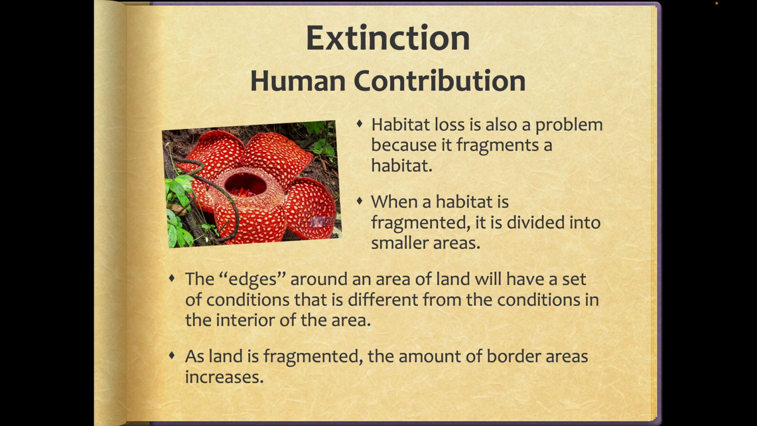Habitat loss is also a problem because it fragments a habitat. When a habitat is fragmented, it is divided into smaller areas. The edges around an area of land will have a set of conditions that is different from the conditions in the interior of the area. As land is fragmented, the amount of border areas is going to increase.